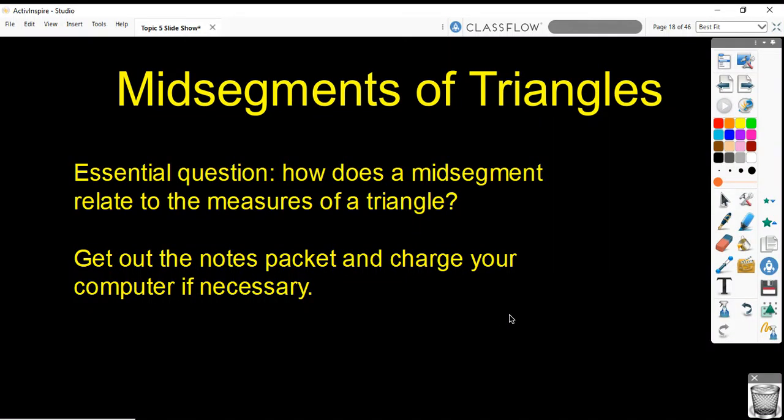All right, we are looking at our next section of the topic 5 notes. We're talking about mid segments of triangles. So, our essential question: how does a mid segment relate to the measures of a triangle? For this one, we are going to need our notes packet. We are looking at the mid segments of triangles.